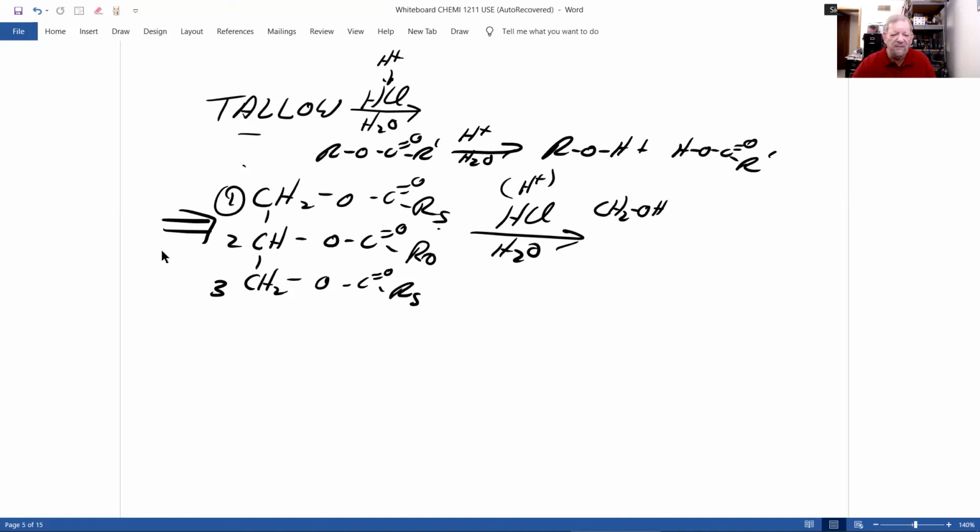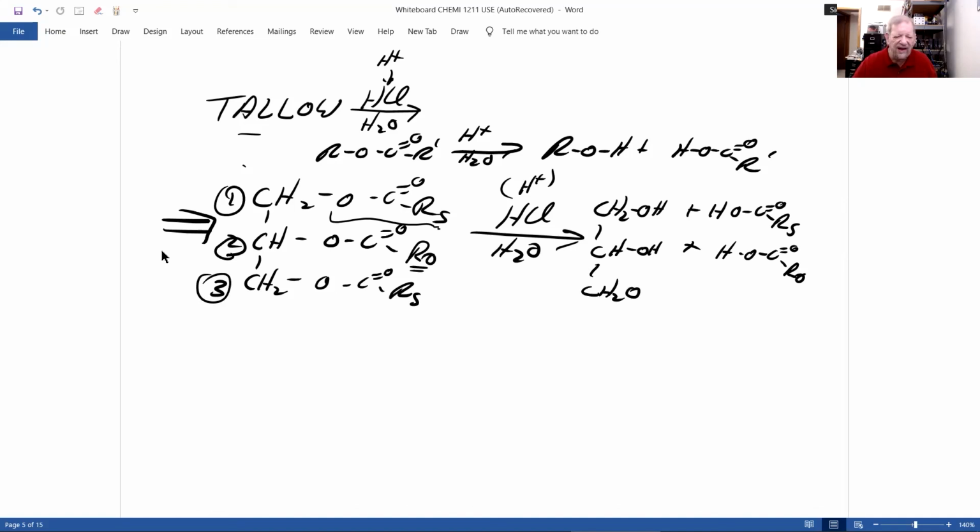You've seen this before, but now our acid here is stearic acid. Now, ester number 2, I'll get this alcohol. And notice the R group here is R sub O, so I'll get oleic acid. And the final ester, I will get this alcohol. And this group will give me stearic acid again.